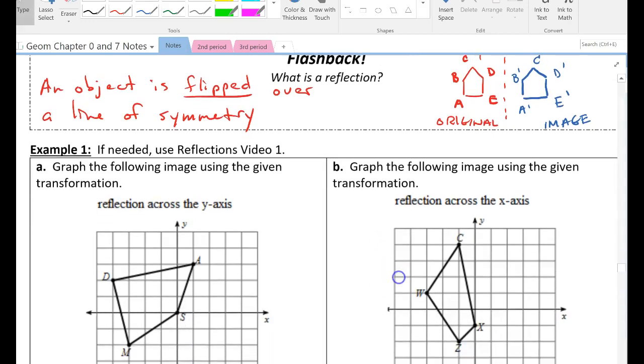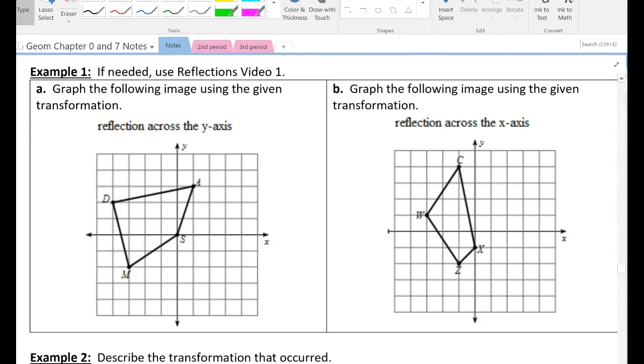So let's go ahead and take a look at some examples. For the first one, it says graph the following image using the given transformation. So we are going to reflect across the y-axis. Now our y-axis here is acting like our mirror. So basically, if there is stuff on both sides of the y-axis, like there is in this case, everything on one side is going to get flipped to the other side. So let's start with point A. Since point A is 1 unit to the right of the y-axis, when we reflect it, it's going to end up over here 1 unit to the left.